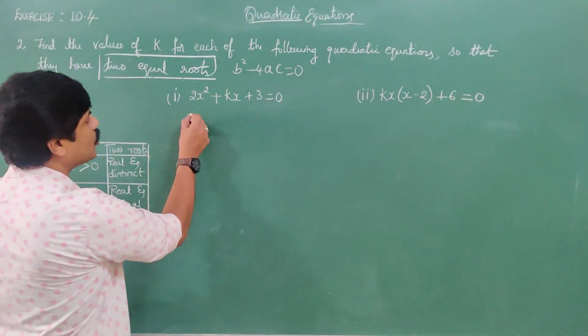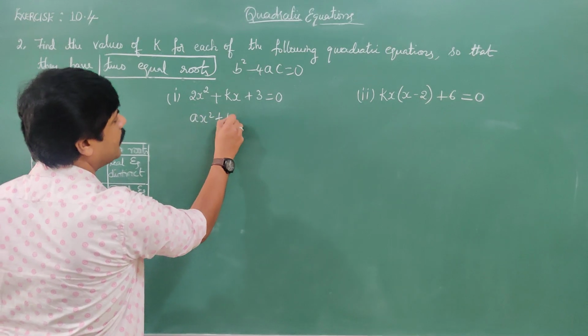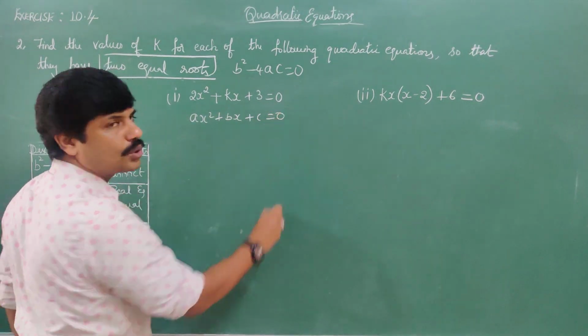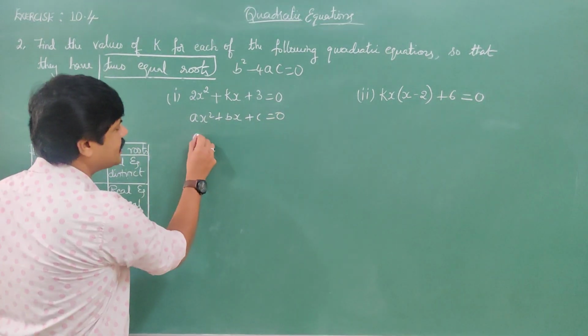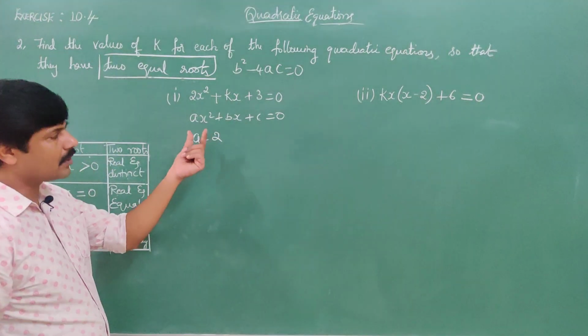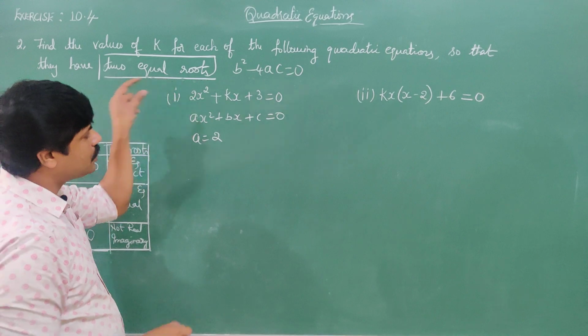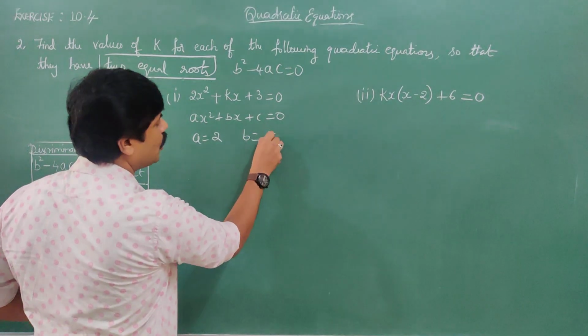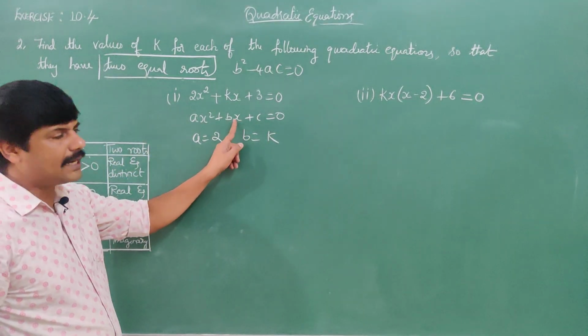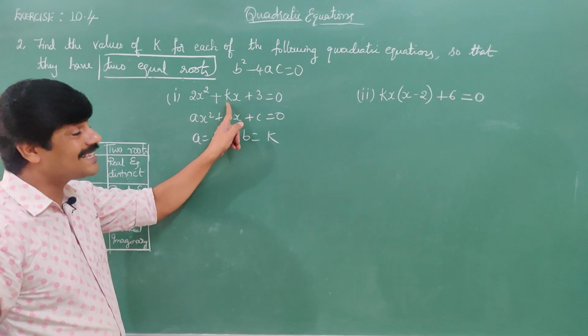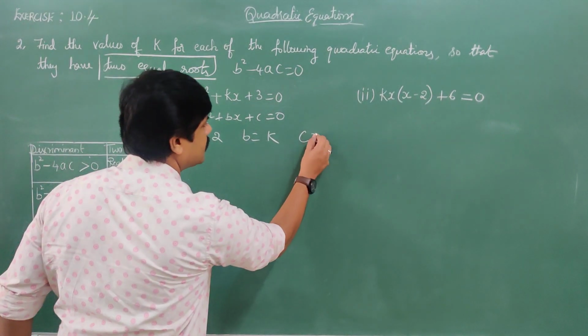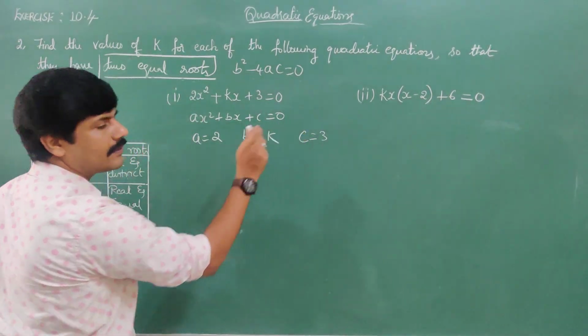Compare this with the standard quadratic equation ax square plus bx plus c is equal to 0. Understand? What is a? Coefficient of x square is a, and the coefficient of x square is 2 here. So a is equal to 2 and b is equal to k. The coefficient of x is b, and the coefficient of x is k here. Understand? And constant c is equal to 3.